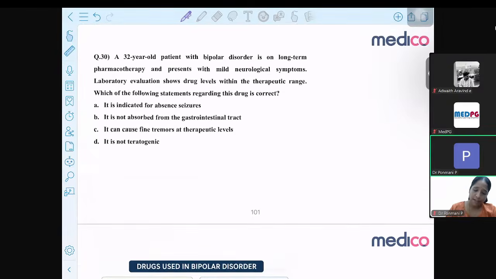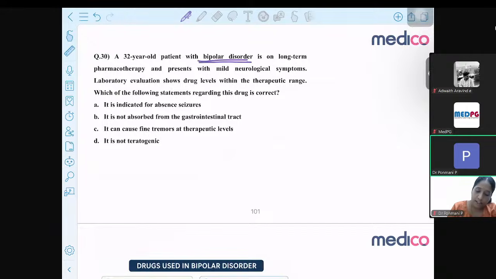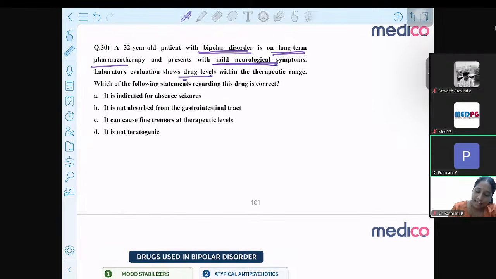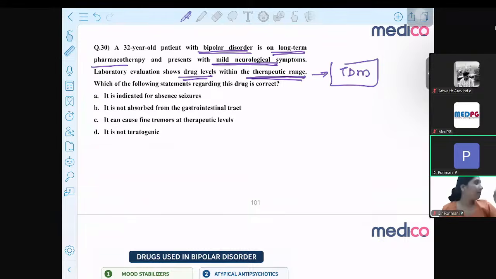Question number 30. A patient presents with bipolar disorder and he is on long-term pharmacotherapy. And now he presents with a mild neurological syndrome. Laboratory evaluation shows the drug is within the therapeutic range. Now something should strike our mind. Among the drugs used for mania, for which drug do they usually check the therapeutic range? That means for which drug is therapeutic drug monitoring usually done? So the therapeutic drug monitoring is usually done for, just a minute.